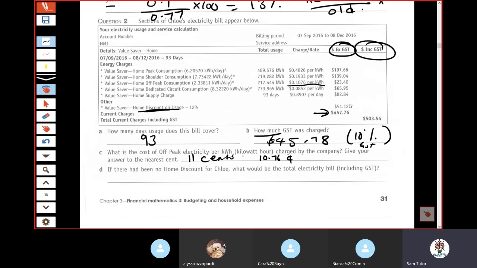So those would be 457.76. Add on top $51.12. That gets you 508.88, but it says including GST, so you times it by 110% or 1.1, and the answer becomes $559.77.